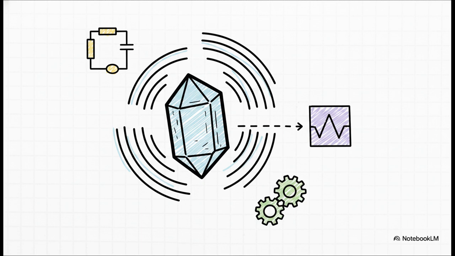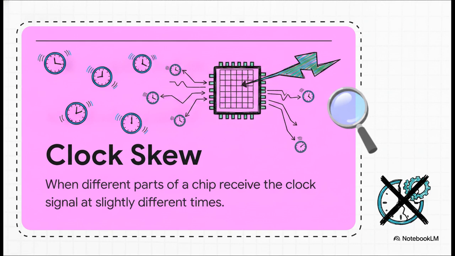Because they are so incredibly stable, quartz crystals are the go-to timing source for our watches, smartphones, computers, and critical communication systems. But generating that clock signal, that's really only half the battle. You also have to distribute it everywhere. And this leads to a massive headache for engineers called clock skew. Clock skew happens when different parts of a microchip receive that exact same clock signal at slightly different times.